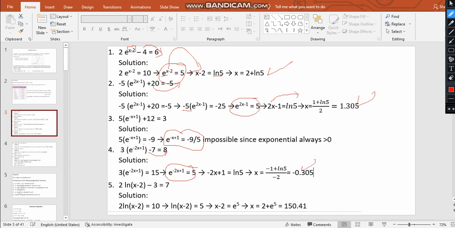Here, let us do solving with respect to logarithm. 3 to the other side is 10. 10 over 2 is 5. So we start from inside. So x minus 2, inverse of ln is e power 5, and x will be 150.41. Don't forget that this always must be positive. So if you replace 150.41 minus 2, it is positive.